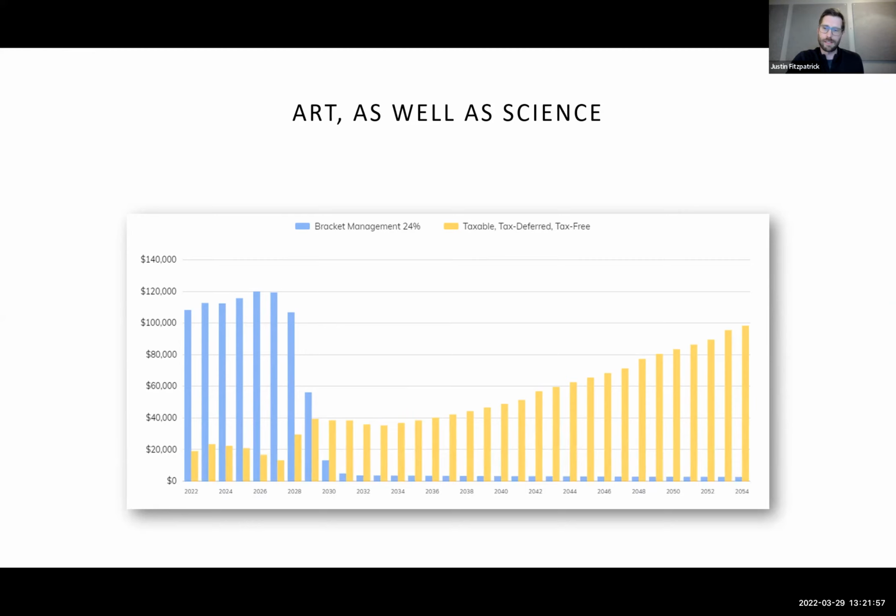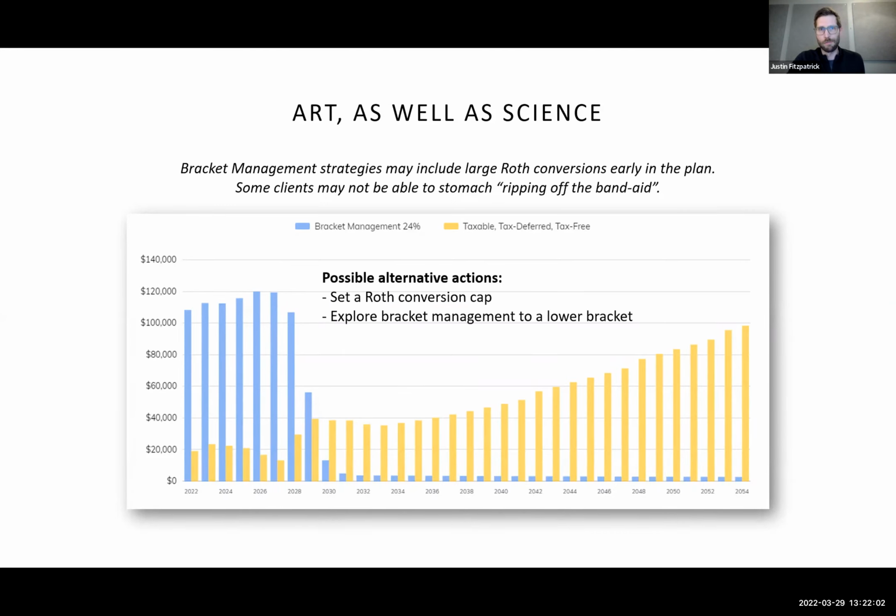And so again, this is not just about, well, what's the total number? It's a little bit about what are the other preferences for the household. So for example, some clients may not be able to stomach this kind of ripping off the Band-Aid approach, whether that's purely an emotional aversion to paying high tax rates or based on some other preference. And so there are actions you can take when exploring approaches here. We already saw that in this case, you could explore bracket management at a different level. We have 24% here, but maybe we want to go down to 22 or even lower.